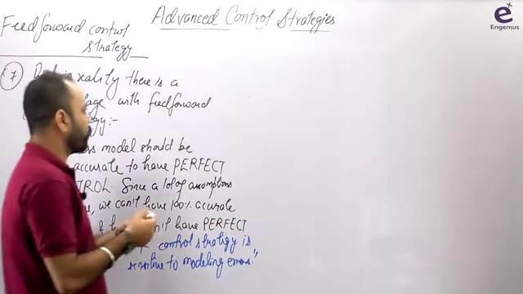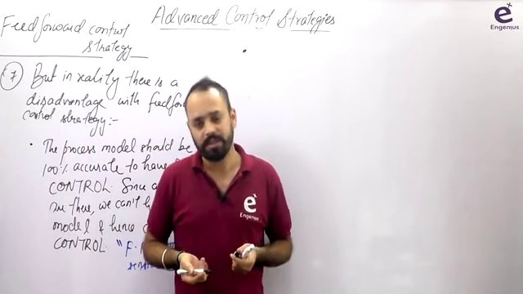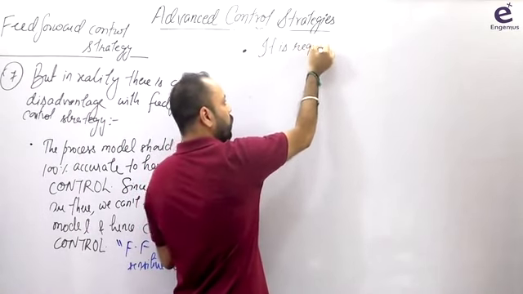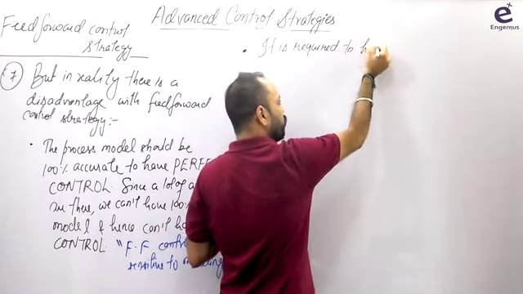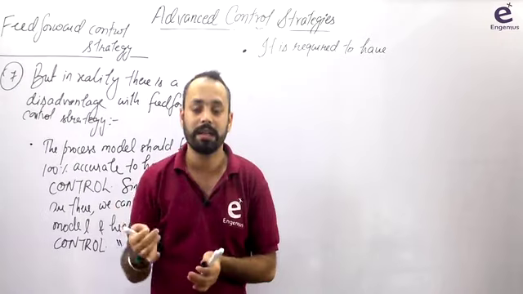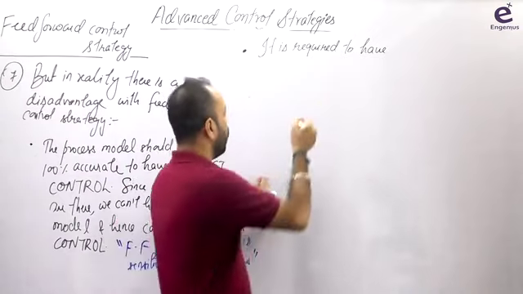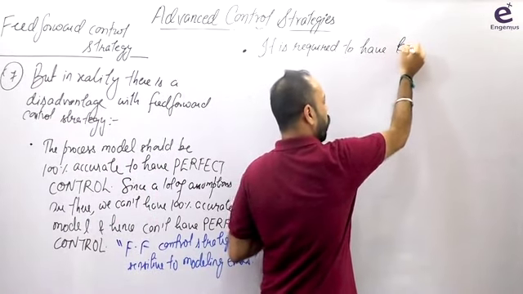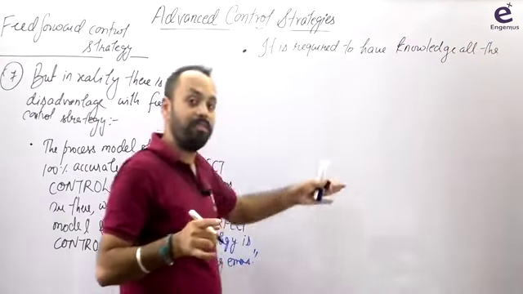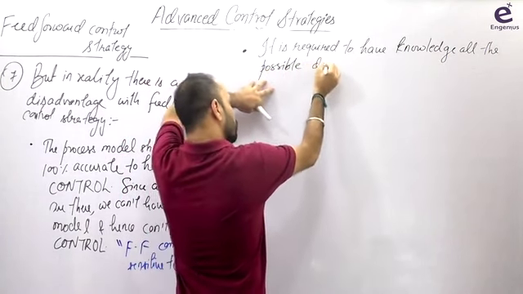So there is one more problem. Do you know what the possible disturbances for a system are? Not always. In feed forward, it is required to have knowledge of all the possible disturbances, because you have to measure the disturbance. You don't know that this was also a disturbance, so let's measure this too. So overall, the point is the same: you need very good knowledge of the process. It is required to have knowledge of all the possible disturbances. Was that the case in feedback? No, it was not. This is one advantage of feedback. All the possible disturbances is again not possible, because you have to measure them.